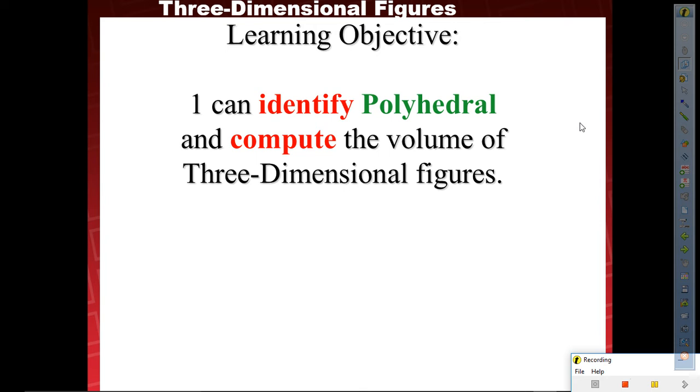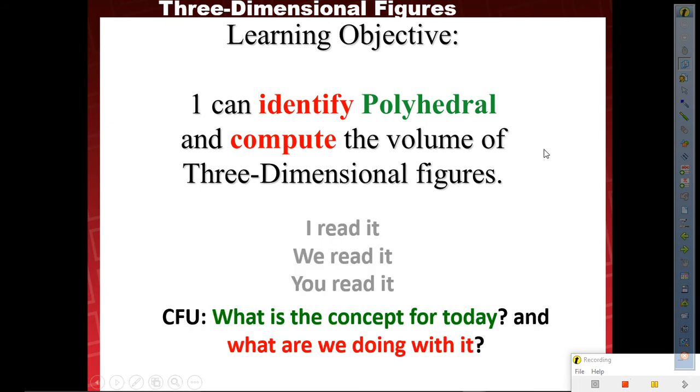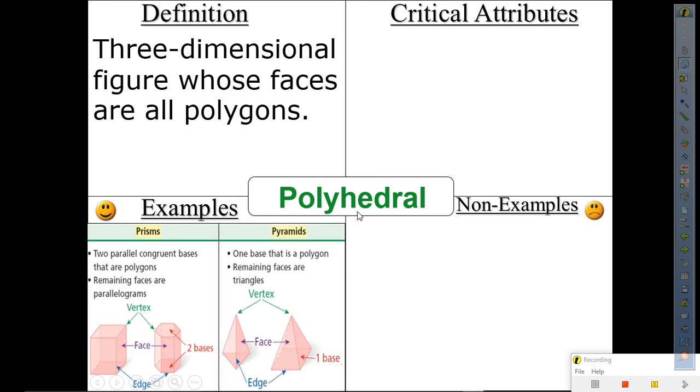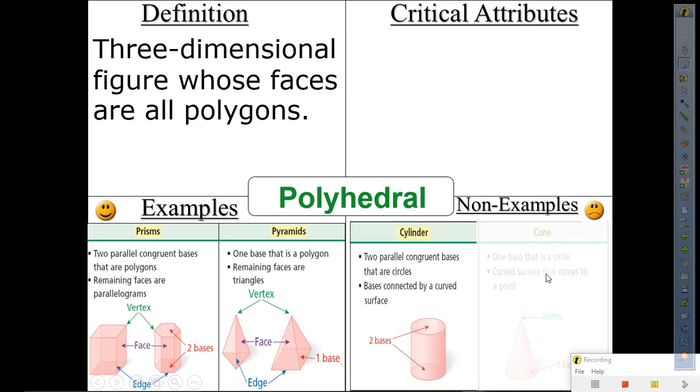Thank you. So we're continuing on with what we started yesterday. Yesterday, we covered what polyhedra were. We filled a Frayer model with the definition. The two different examples that I gave you for polyhedra were prisms and pyramids. You guys remember that? We said that prisms have two exact bases. Pyramids have only one base. For non-examples, we used a cylinder and a cone, and we said that a cylinder and a cone do not have faces or edges.